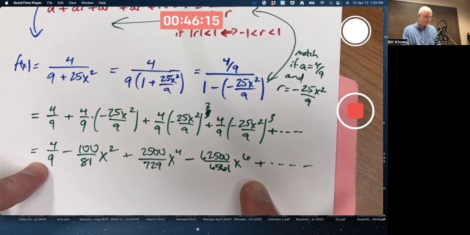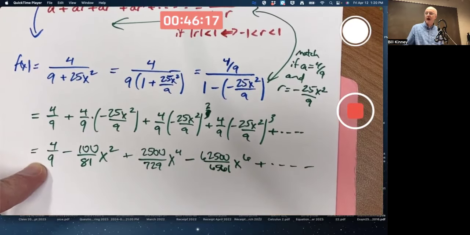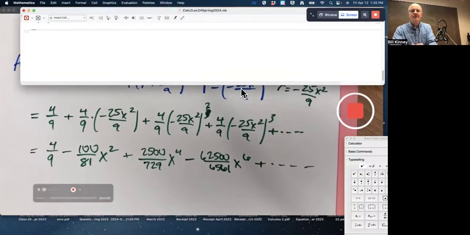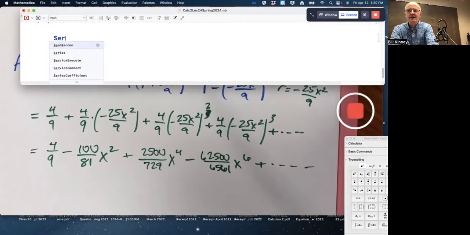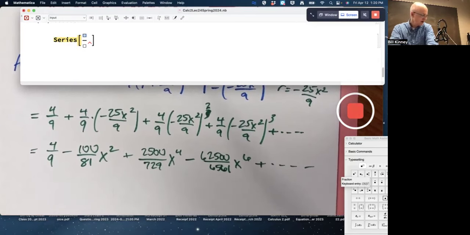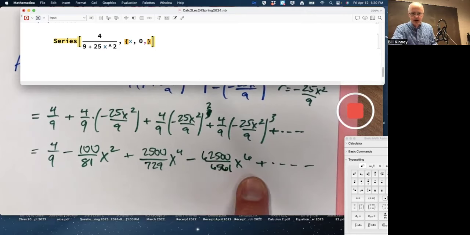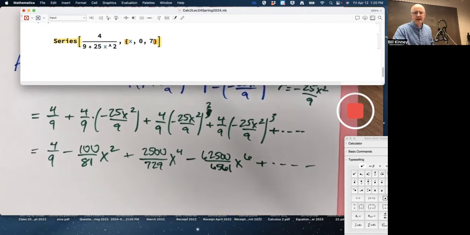To simplify it, to show you how Mathematica can check our answer, it's a built-in function called Series. I'm going to write this down. Type the function 4 over 9 plus 25x squared. Put a comma. Then in a list, put x, comma, 0, comma. To see at least through the 6th power, I better put a 7 there. Series.